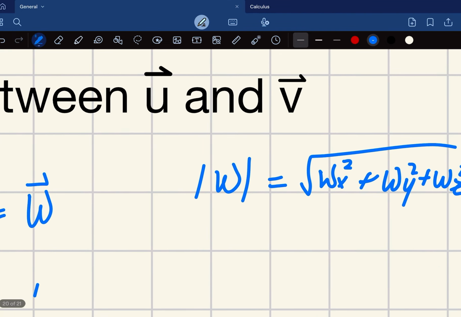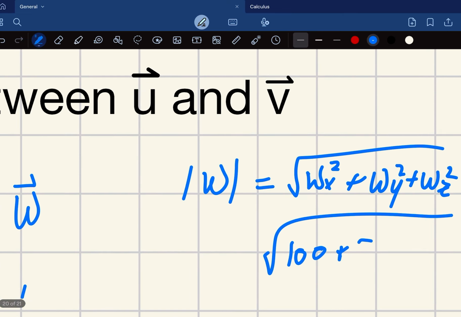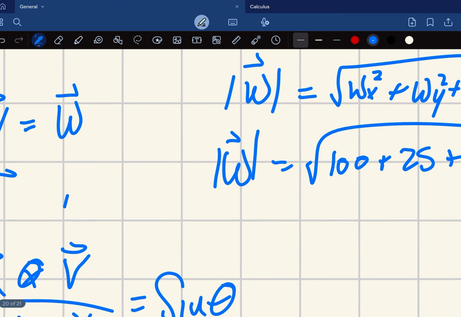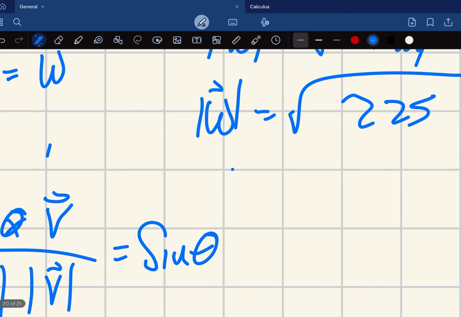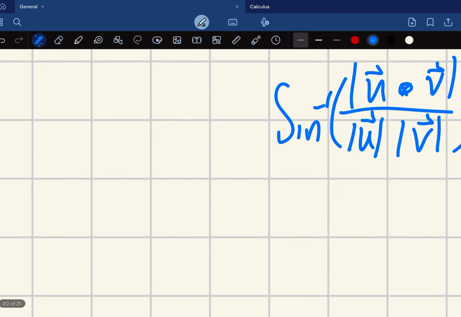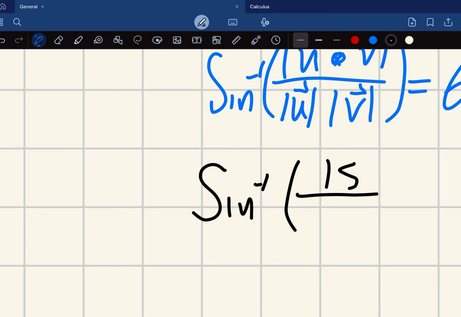So looking at our answer up here, wx is 10. So 10 squared, which is 100, plus negative 5 squared, which is 25, plus 10 squared, which is another 100. This is equal to the magnitude of vector w, which is, this is all 225. So our magnitude of vector w is equal to 15. So we can plug that in for the top part. This is the sine inverse of 15 divided by.